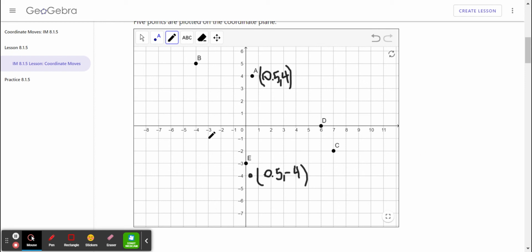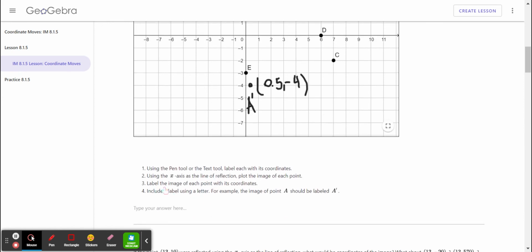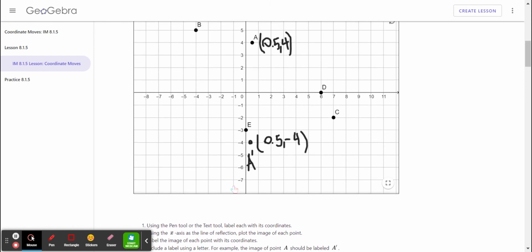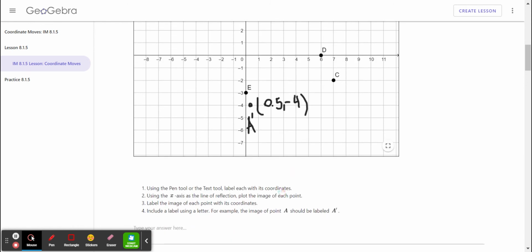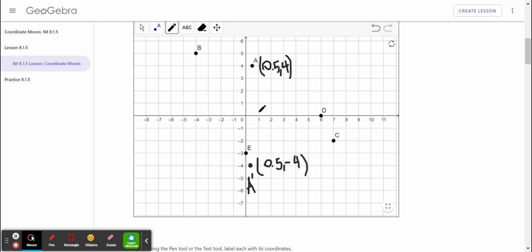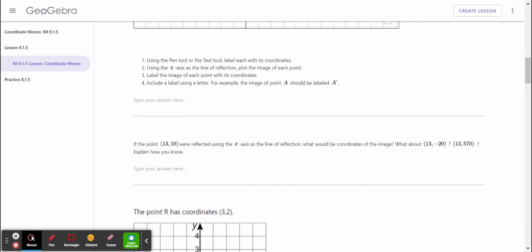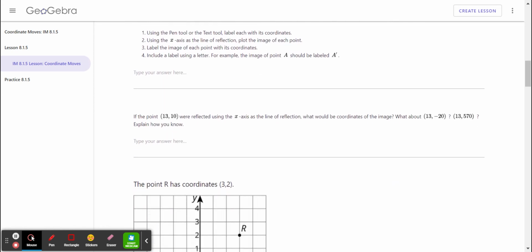Okay, so at this point, you should have all 5 points labeled, and you should have a reflection of each point. I'm going to label my reflection A prime, which is the directions in D. So C says label each point with its coordinates. We already did that, and you should have already done that too in steps 1 and 2. And then 4 says label using a letter. So I said A prime because it's the reflection of A. So again, you should have 10 coordinate points all labeled, A, B, C, D, and E, and then the reflection over the x-axis. And you can always feel free to pause or rewind the video.